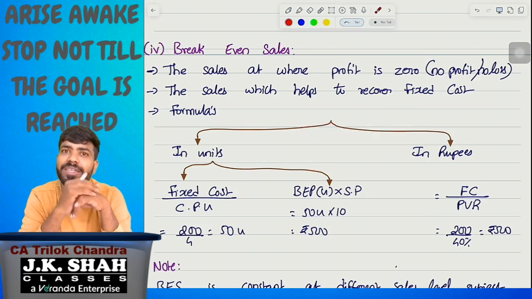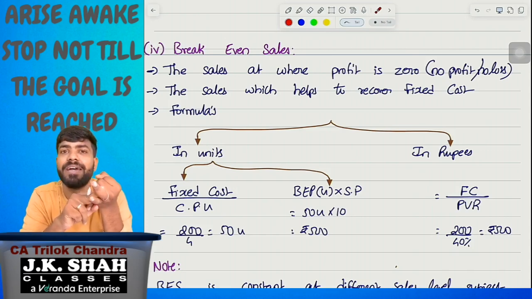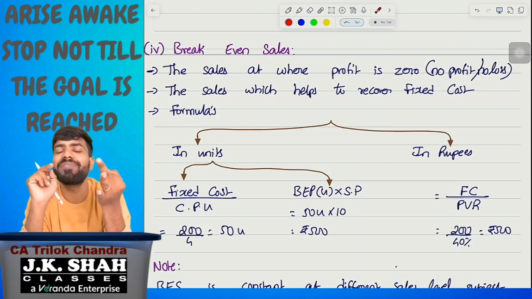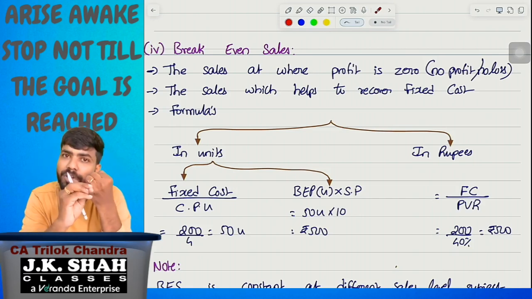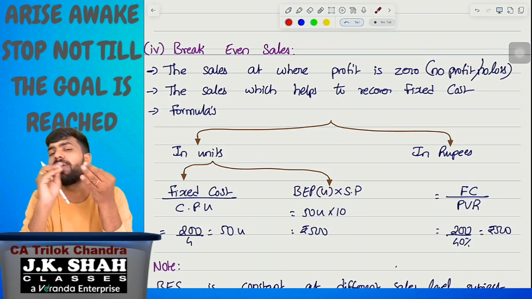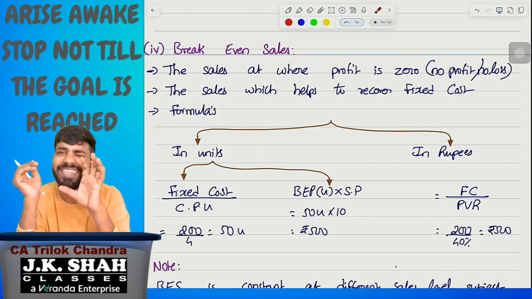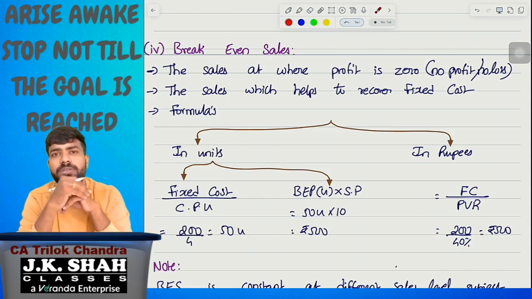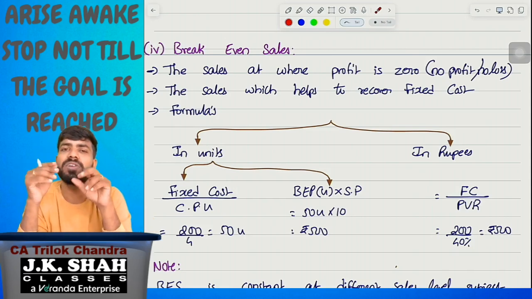But the conditions are selling price, variable cost per unit, and fixed cost. Fixed cost is the additional condition for the break-even point. Selling price should be constant, variable cost per unit should be constant, and fixed cost also should be constant for the break-even point. It is the sales which recovers the fixed cost, so we are taking fixed cost divided by contribution per unit. In our example, fixed cost is 200 rupees.